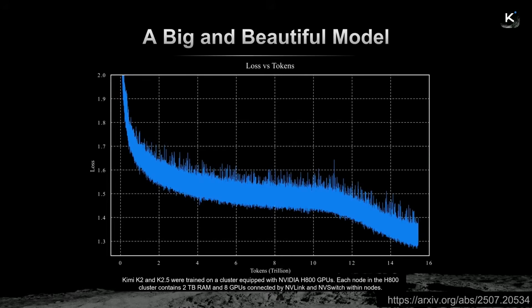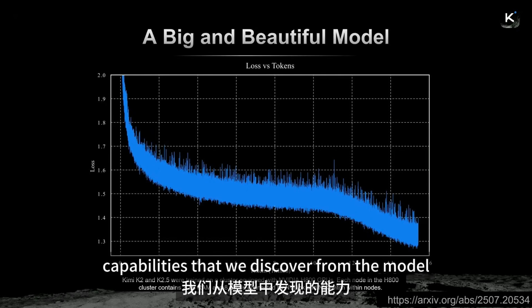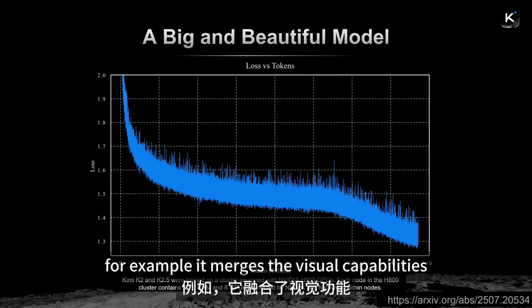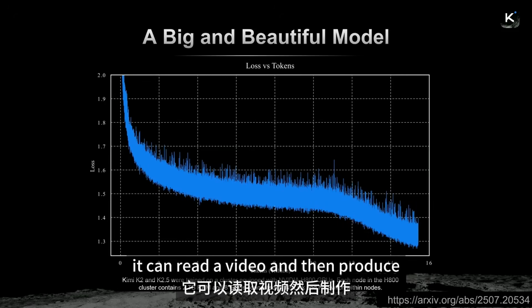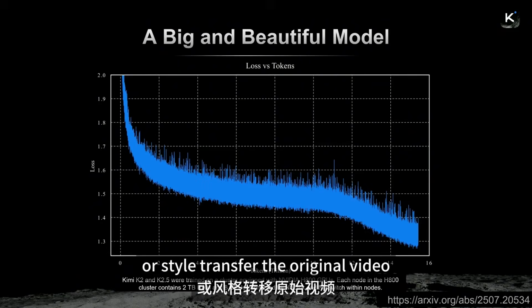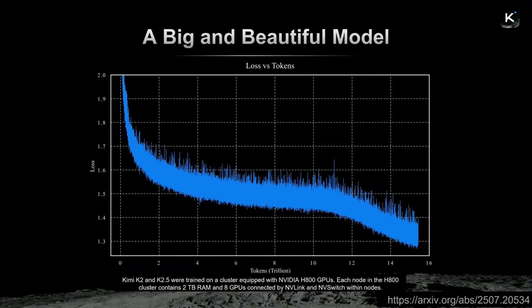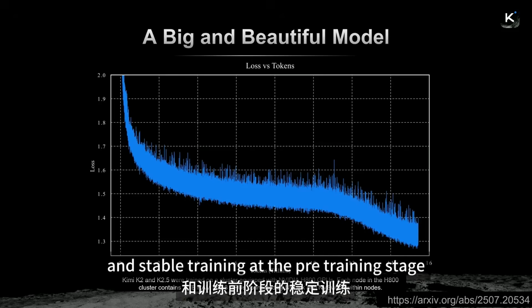So yeah, there are a lot of interesting capabilities that we discovered from the model. For example, it merges the visual capabilities with coding capabilities. So a lot of new things just emerge out of it. It can read a video and then produce a website that replicates or style-transfers the original video. And all of this is due to successful and stable training at the pre-training stage.